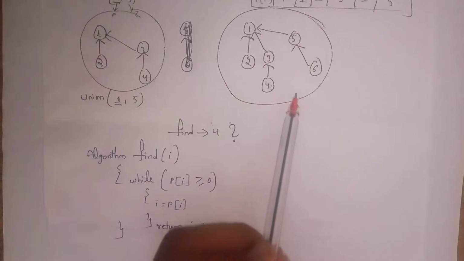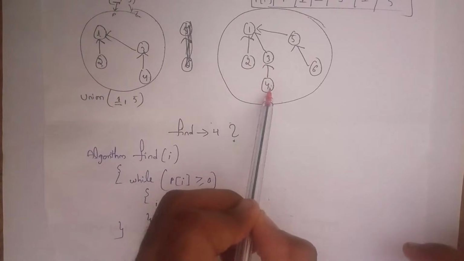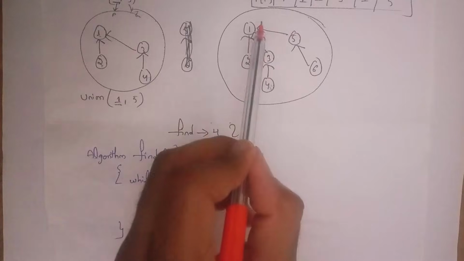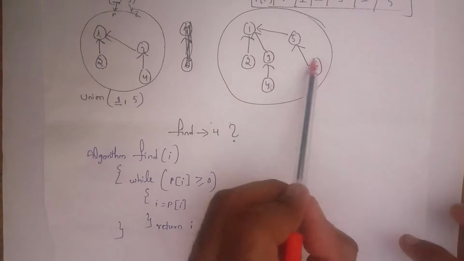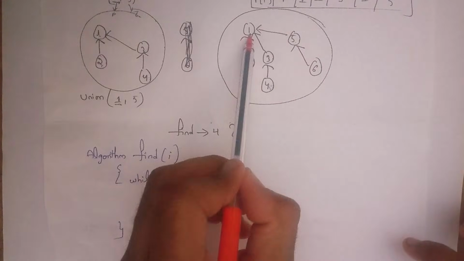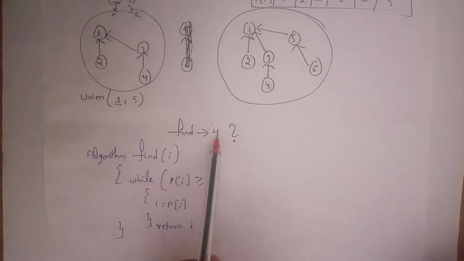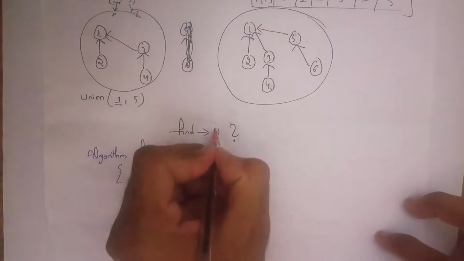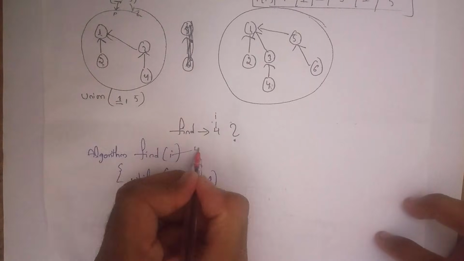Next from this tree, I want to find parent of element 4. As you know, parent of 4 is 3, but 3 parent is 1. So it should return output 1. Similarly, for example, if you want to find 6, 6 parent is 5 and similarly 5 parent is 1. So it should display output 1. This is the algorithm. I want to find 4. So I value is 4.